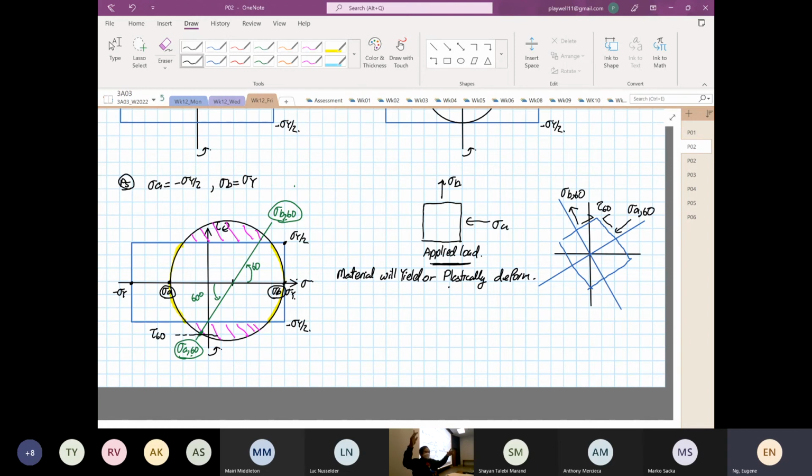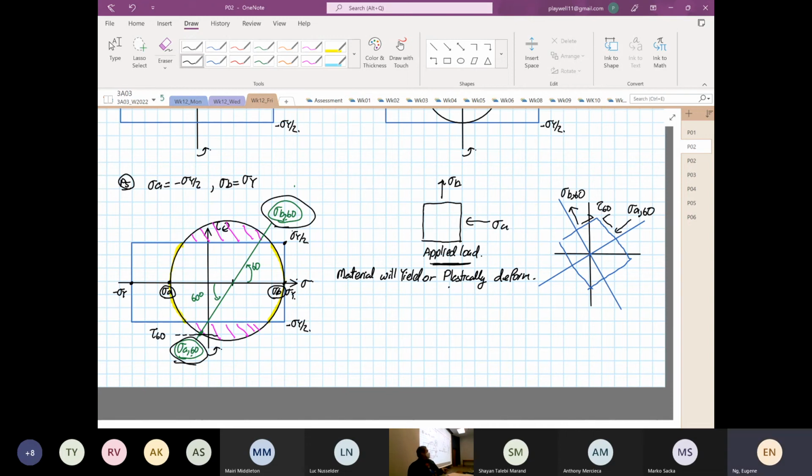box, right? But when you rotate the element at a certain angle, for this case, 60 degrees on Mohr's circle, 30 degrees on the element, right? You will see a stress state that is outside the what? Outside the operating regime. Okay. So your material will what? Will yield.